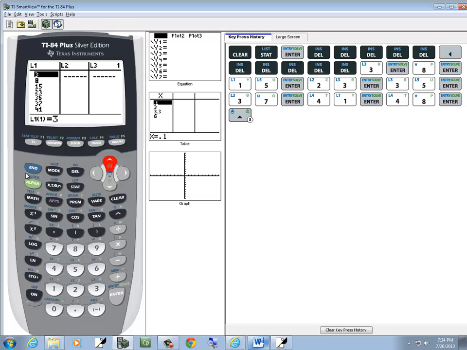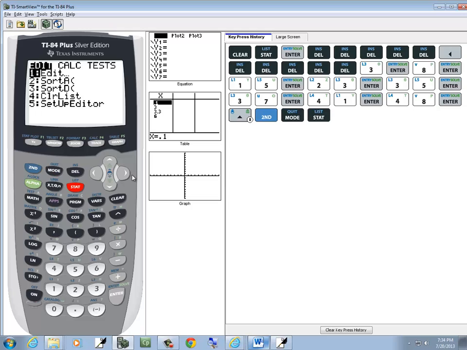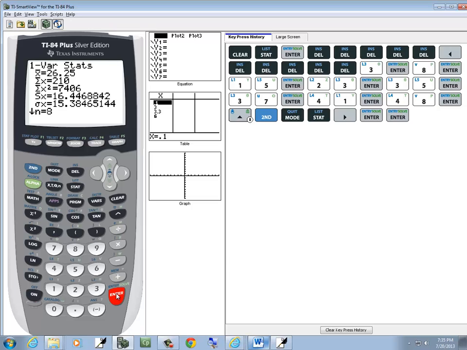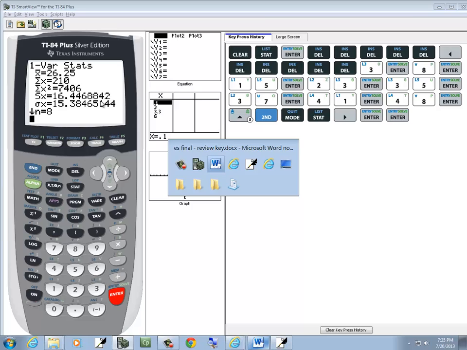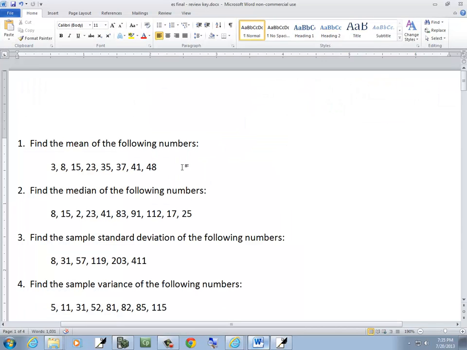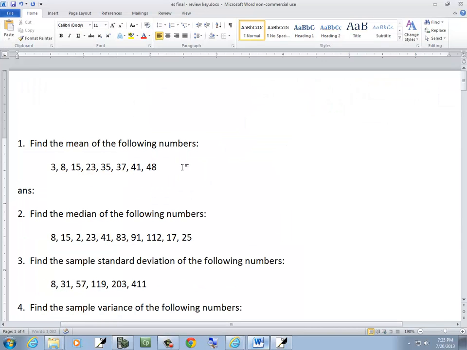Okay. I'm going to exit out, do second mode, and then I'll press my stat and right arrow to calc and choose one of our stats and press enter. It assumes L1 and tells us our answer, the mean, is 26.25. There we go.